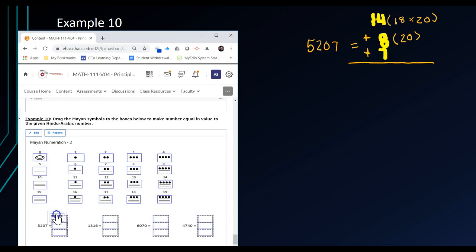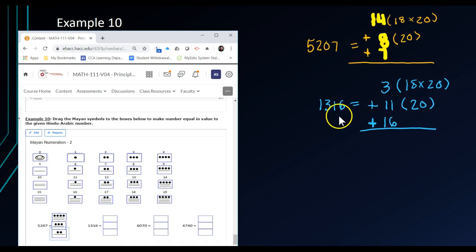The 14, the 8, and the 7. For 1,316, that can be broken into 3 18 times 20s, 11 20s, and 16 singles. So again, these numbers here are what goes in the respective positions. So the 3 would go in this position, the 11 would go in this position, and the 16 would go in this position.